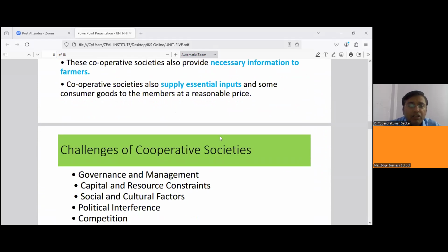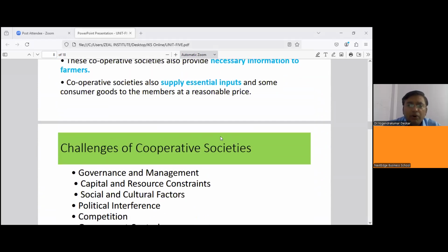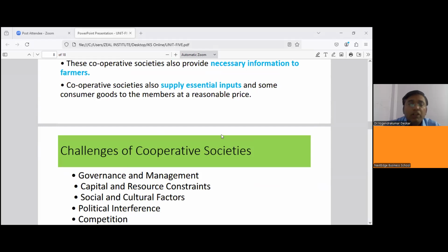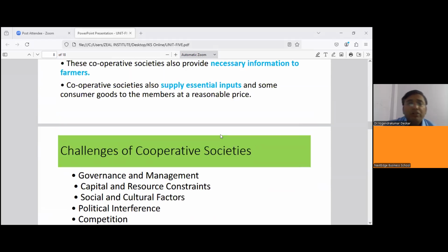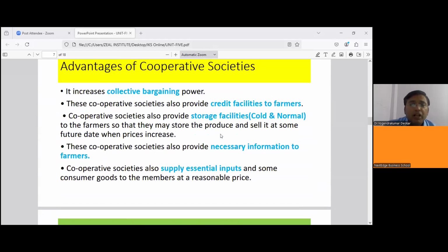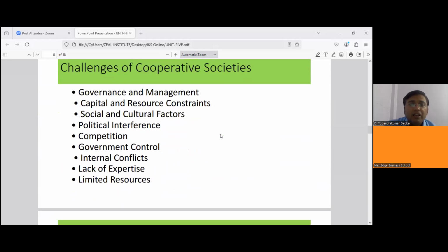There are advantages and disadvantages, or rather, I will not say disadvantages of the cooperative society, but challenges. From the examination point of view, these challenges are very important so that you can understand the meaning of cooperative society, their advantages and challenges. The challenges are governance and management. There are less skilled people in a cooperative society, so managing the documentation and managing it professionally is a big challenge for them.